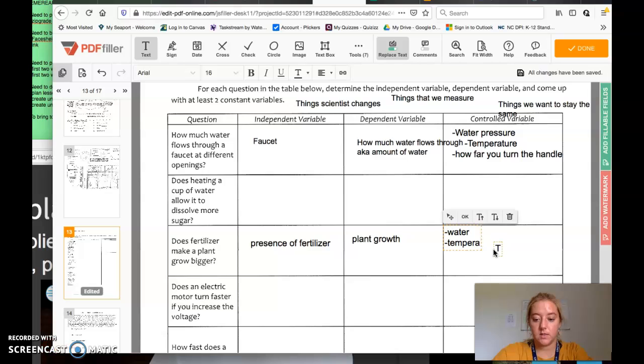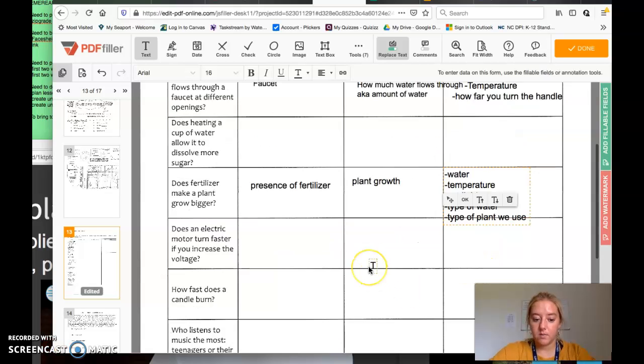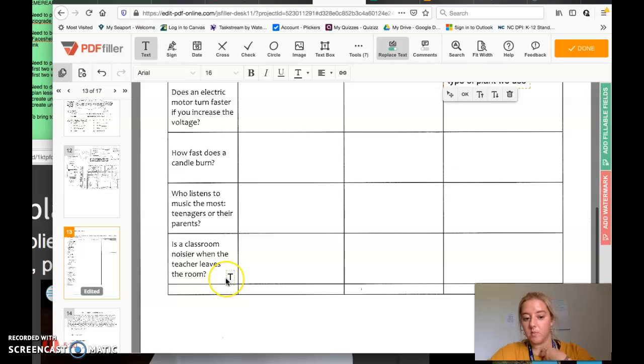We want the temperature to be the same. We want sunlight to be the same. We want type of water to be the same. We might want the type of plant we use to be the same. If I have a really quick growing plant in one and a very slow growing plant in the other, which one do you think is going to grow more, right? It would be the quick growing plant, but it's not because of the fertilizer, it's because the plants are different species. So like I said, you just need 2 for those. I hope this helps. Number 5 and 6 are pretty difficult.